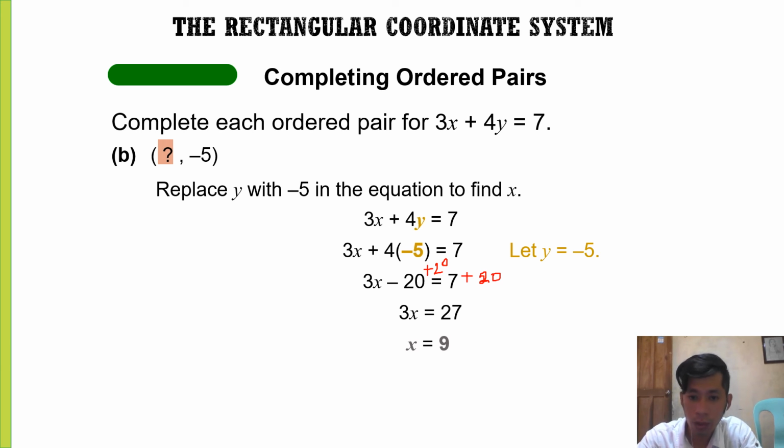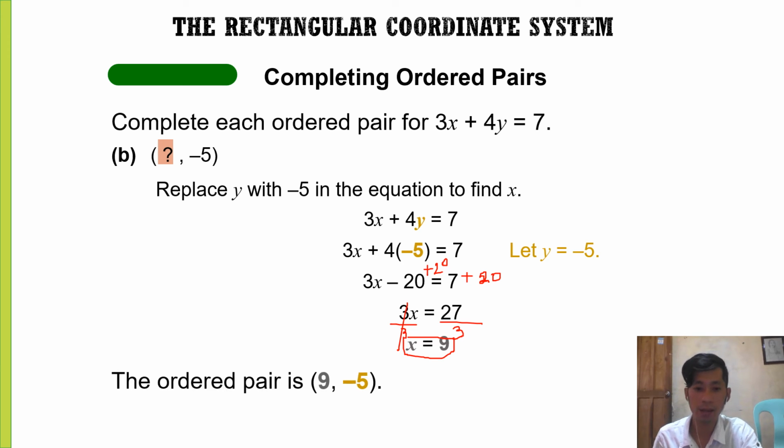So, that is 3x is equal to 7 plus 20. So, that is 27. Then, we divide both sides of the equation by 3. So, 3 divided by 3 is 1 times x. That is x, or simply divide out. So, x, then divide 27 divided by 3, that is 9. So, x is equal to 9. Therefore, the ordered pair is (9, negative 5).